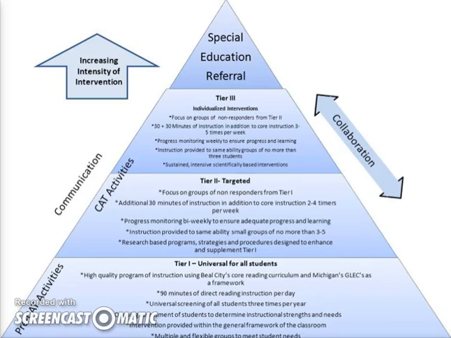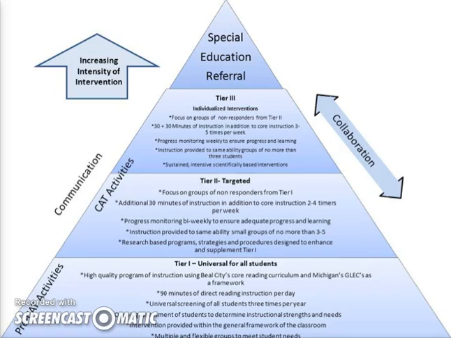Then they have more specific things within Tier 2 for their targeted interventions. So they've noted that they're focusing on a group of non-responders from Tier 1. They're adding an additional time of instruction, additional progress monitoring. So at Tier 1, we were monitoring 3 times a year with the universal screening, okay? Now we're progress monitoring bi-weekly to ensure adequate progress in learning. I think this model also just does a good job of showing that as we go up, there's an increase in intensity of what's offered. And then after Tier 3, the final step will be special education referral if those students are not successful.